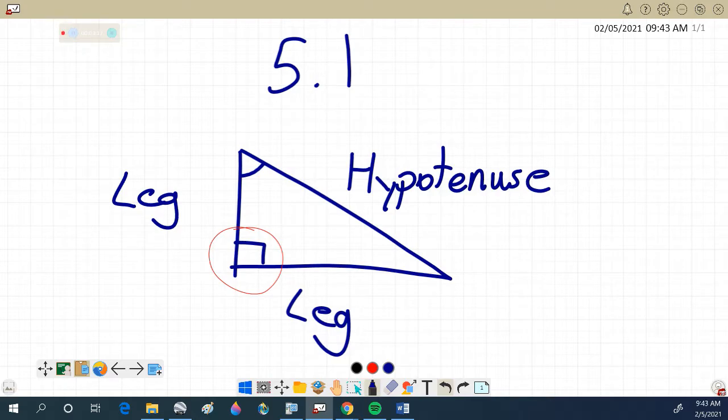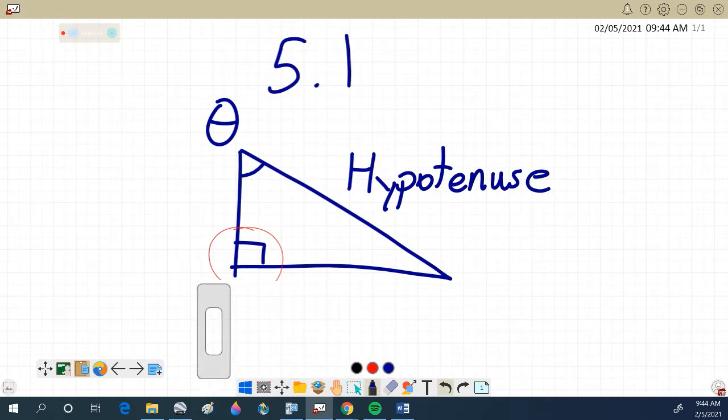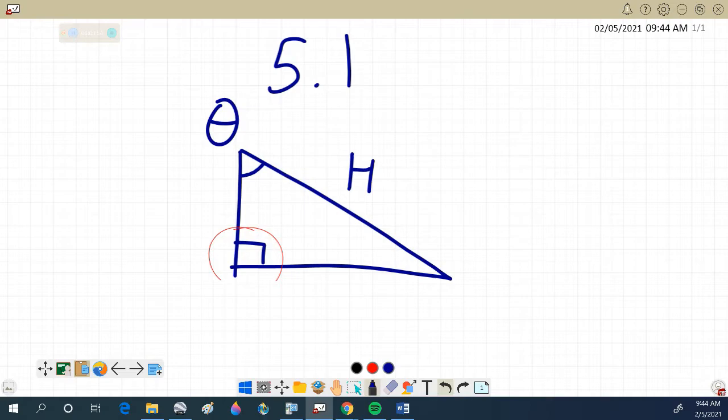Theta is a Greek letter, like pi, alpha, beta, gamma, delta, epsilon, zeta, eta, theta. I believe this is a lowercase theta. Instead of referring to the sides as legs, we name them according to how they relate to the angle we choose. H is always the big side every time. But when we look at the two legs, the leg that is next to theta, or the angle we choose, is referred to as the adjacent.